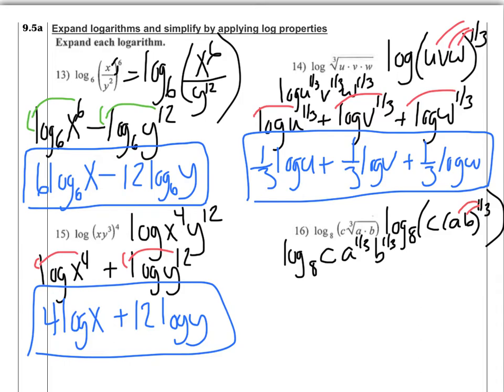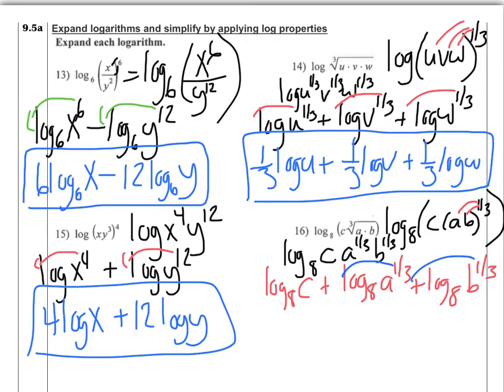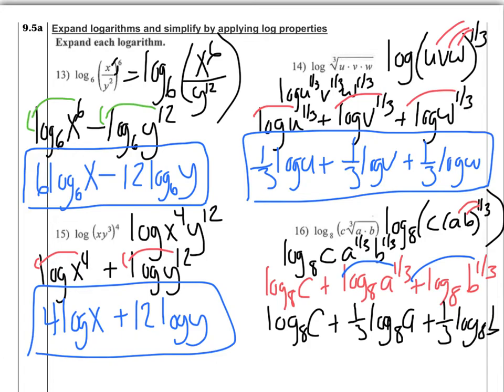Now let's pull the multiplication apart into addition. So that'll give us log base 8 of c plus log base 8 of a to the 1/3 plus log base 8 of b to the 1/3. We can come on in and bring these exponents forward. When we do that, it's going to be log base 8 of c plus 1/3 log base 8 of a plus 1/3 log base 8 of b. And this here is our final fully expanded answer.